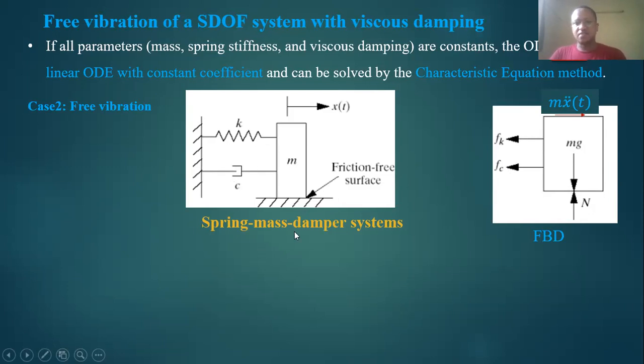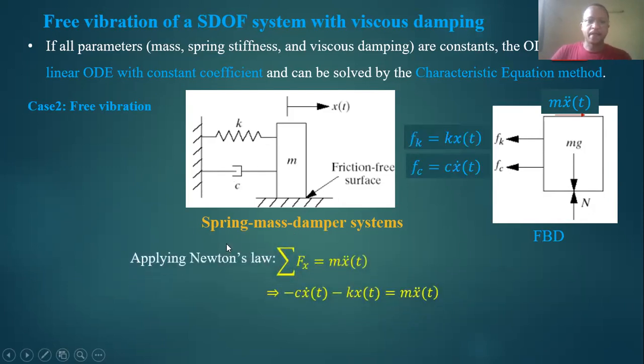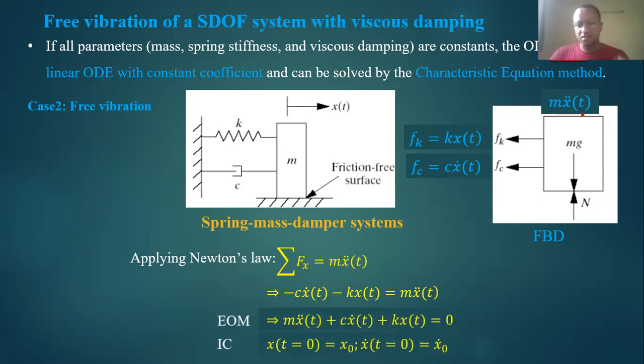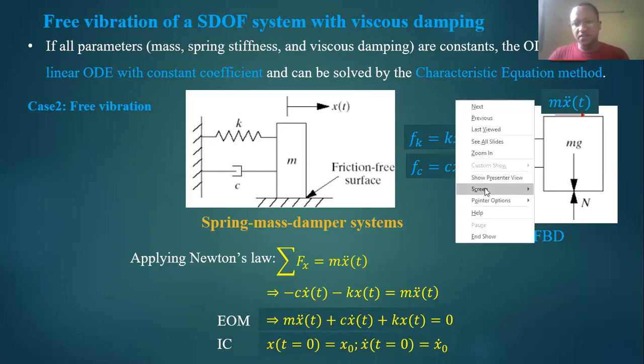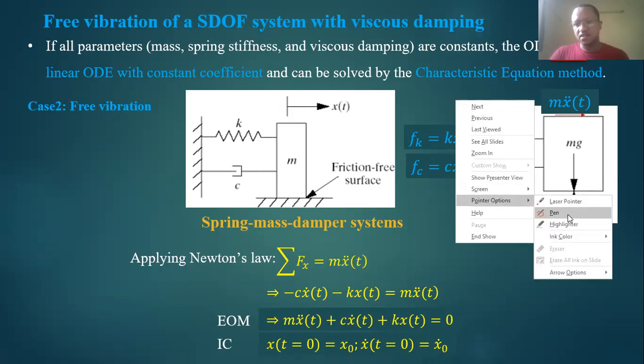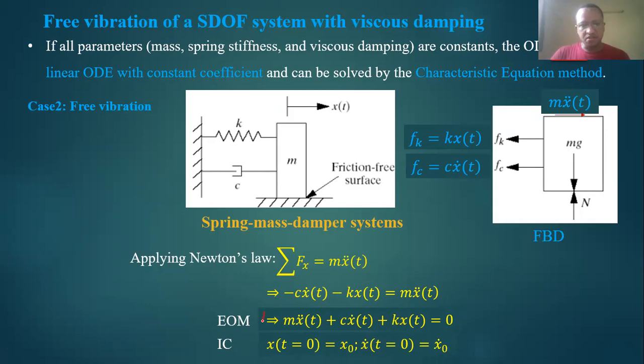Directly applying Newton's second law, we can get the governing general equation. The equation of motion for this system is m x double dot plus c x dot plus kx equals 0, because we have no excitation force here. If there is no force, it is a homogeneous equation type. This is a homogeneous equation.